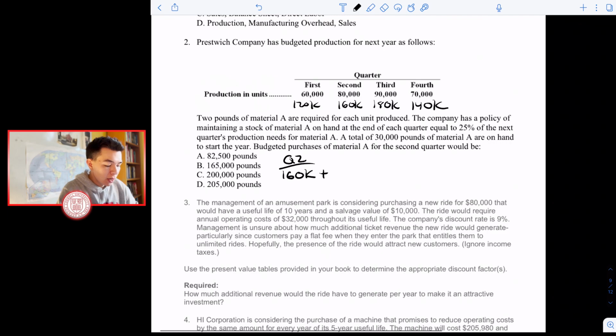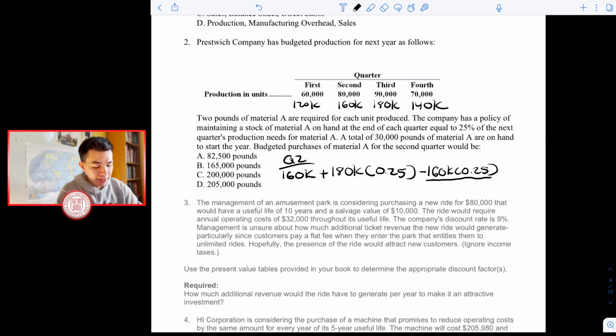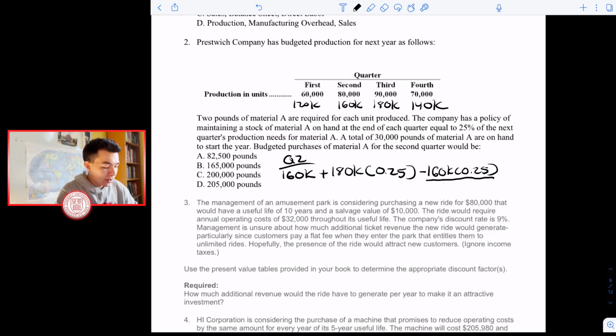So for Q3, we need to have 25%. So I'm going to do 180K times 0.25, and then subtract 160K times 0.25. The reason I'm subtracting this is because even though we're producing 80,000 units, or AKA we have to have 160,000 pounds, we bought some of those pounds initially in Q1 to prepare for Q2, which is why we're subtracting it now. We don't have to double count it. So when you do that, you get an answer of B, 165,000 pounds.